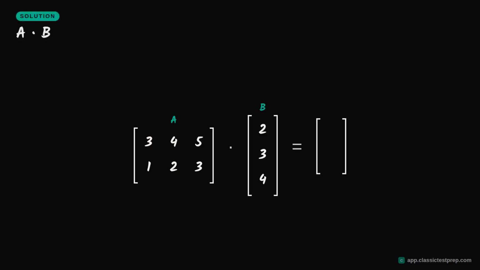So yes, we can multiply these together. Matrix A is a 2 by 3 matrix, and matrix B is a 3 by 1 matrix. So A times B is 2 by 3 times 3 by 1. 3 equals 3, so we can multiply these matrices together. The resulting matrix is given by the outer dimensions, 2 by 1.